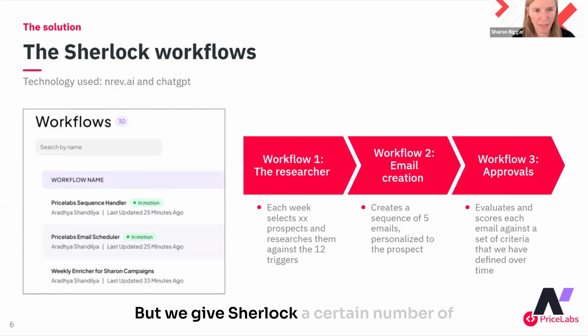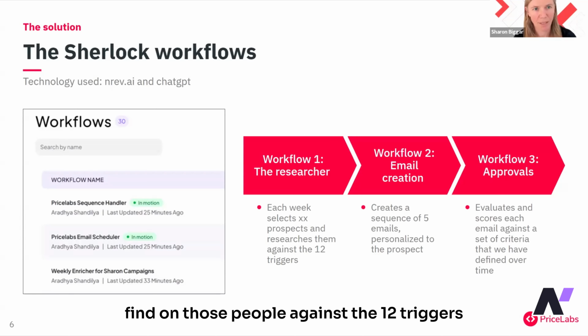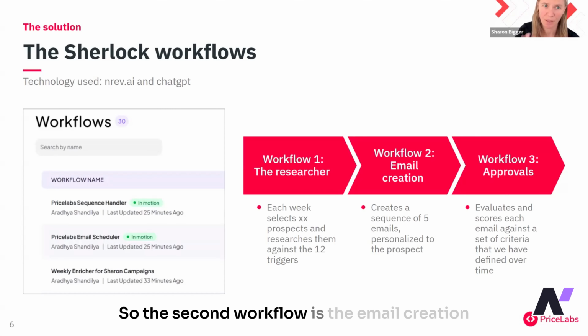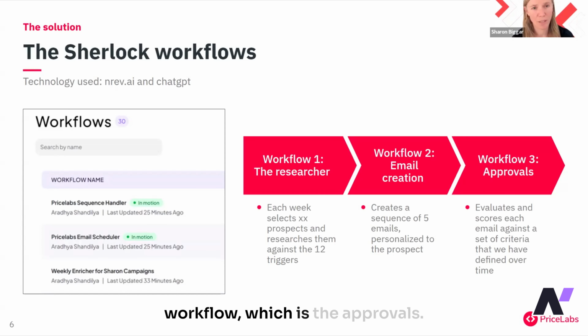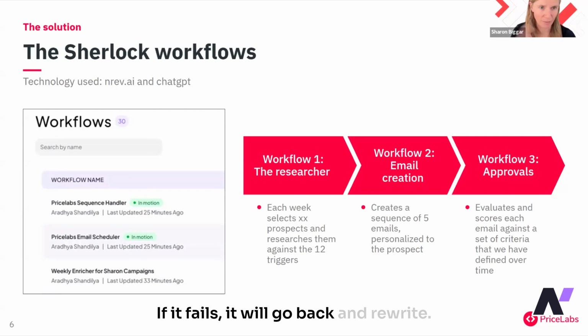We give Sherlock a certain number of leads once a week. It goes away and researches everything it can find on those people against the 12 triggers that I mentioned. And it then generates the 5 email sequences in the second workflow. So the second workflow is the email creation process. And then there is a third workflow, which is the approvals. I'll come on to talk about this in a minute. But what the agent is doing is scoring each email against its own set of criteria. If it fails, it will go back and rewrite. It also sends some of these to us for verification and approval.